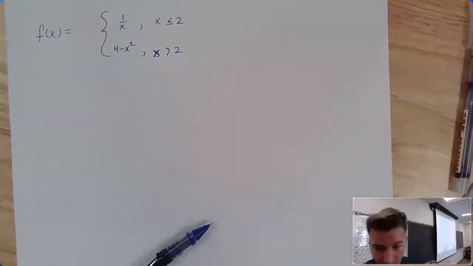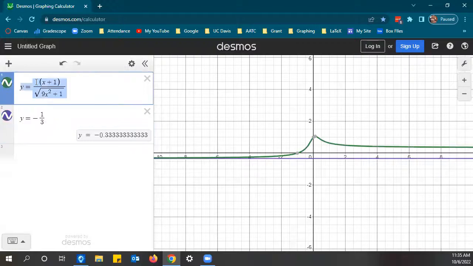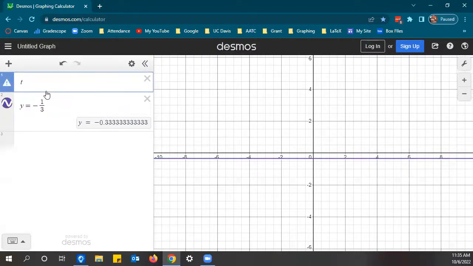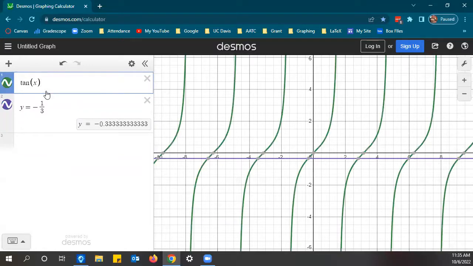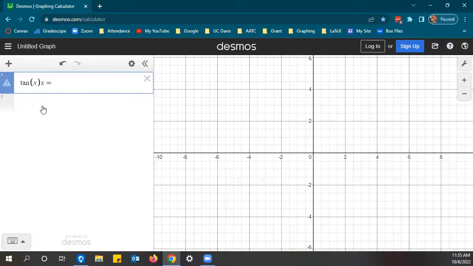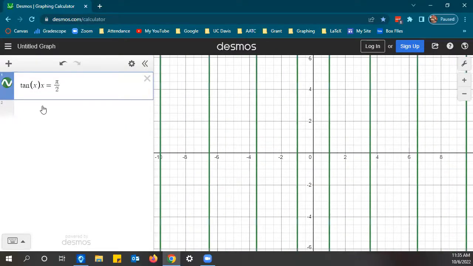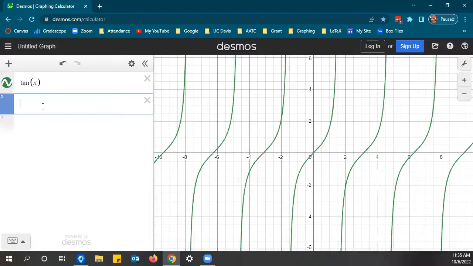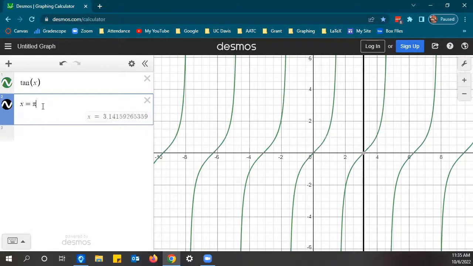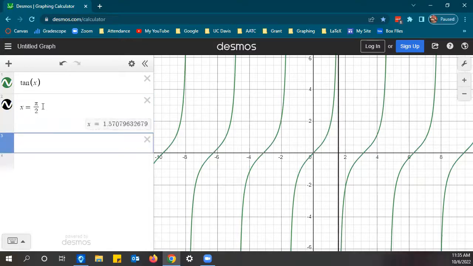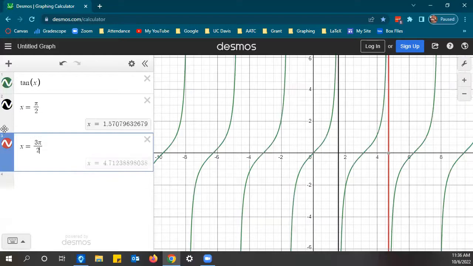Now, I will also stress, tangent is not defined in a lot of places. If you look at tangent for a second, there's a lot of places it's not defined, like it's got vertical asymptotes at x equals pi over 2. For example, x equals pi over 2 is totally undefined. Tangent of pi over 2, you get division by 0. And any odd multiple of pi over 2. So at those places, the function is undefined.